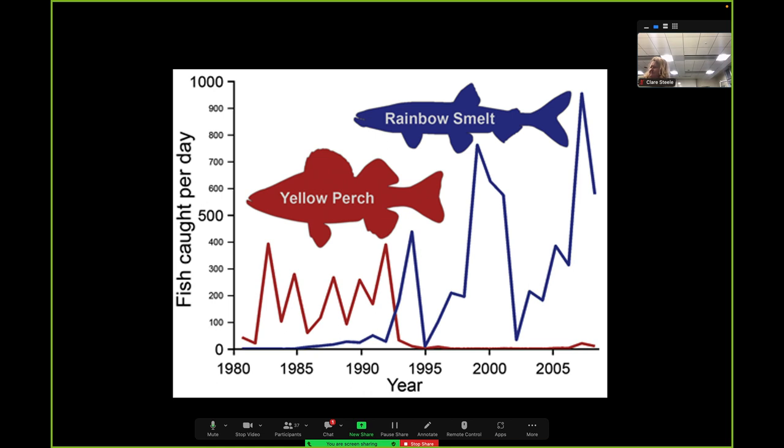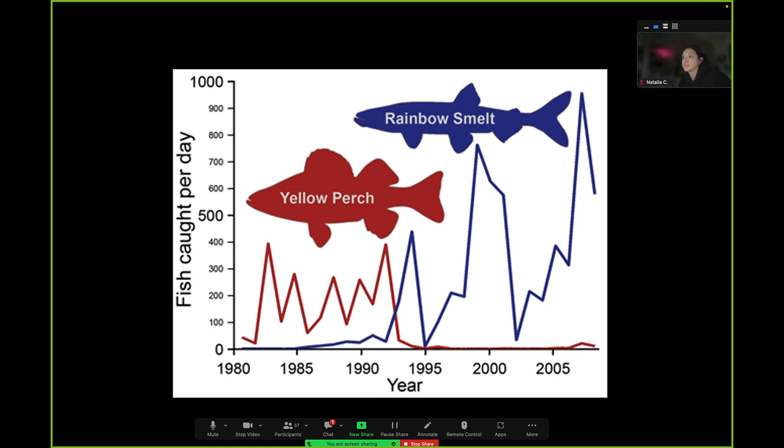What do you guys think is going on in this lake? One species overtaking the other. Sorry, yeah, you guys were talking over each other. Yeah, say again. That one species is overtaking the other. The rainbow smelt seems to be kicking the yellow perch's butt, kind of thing, right?